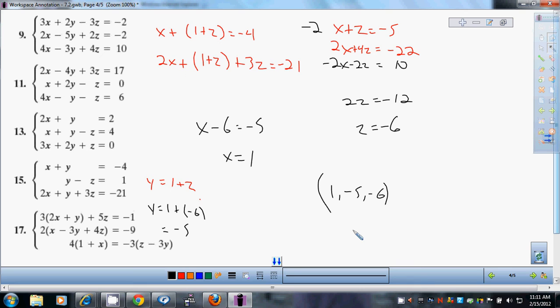Yes. This is not the sum. We multiplied this one by negative 2, and I just wrote it down. That way the x's will cancel, right? And giving me, those cancel, 2z equals negative 12. I just wrote it down.